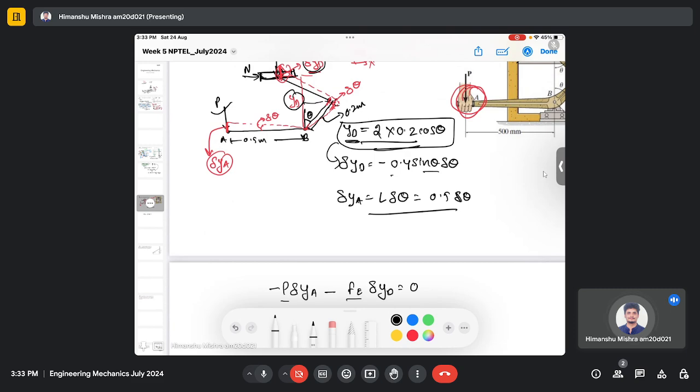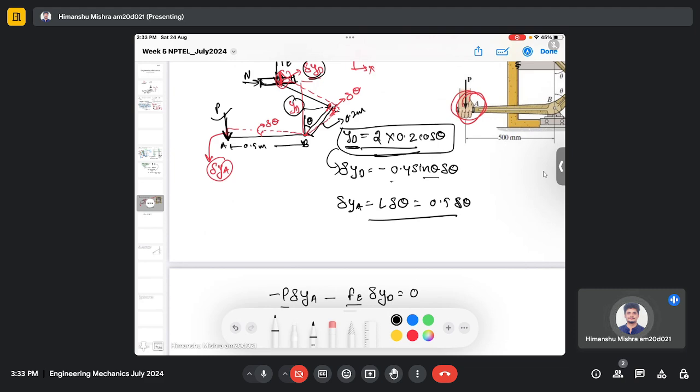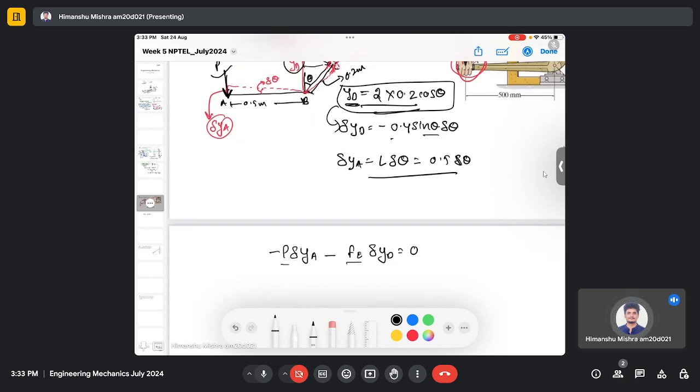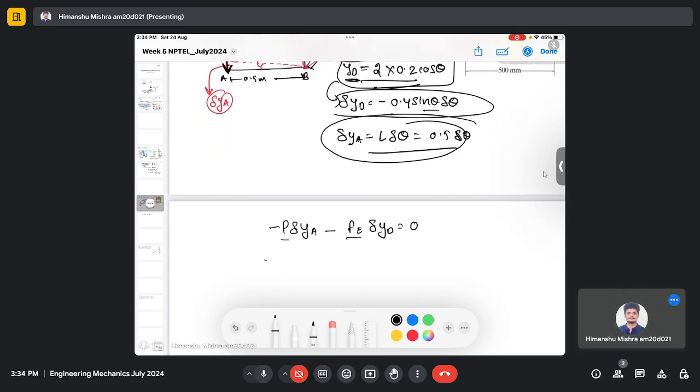Both work terms are negative because the direction of force and direction of displacement are opposite to each other. You can see here the direction of force P is downward, but the virtual displacement is upward. We have assumed it in the upward direction. Now we need to substitute the expressions of del ya and del yd. So it's P, times del ya, which is 0.5 del theta, and here we have Fe, and del yd, which is minus 0.4 sine theta del theta, equal to 0.